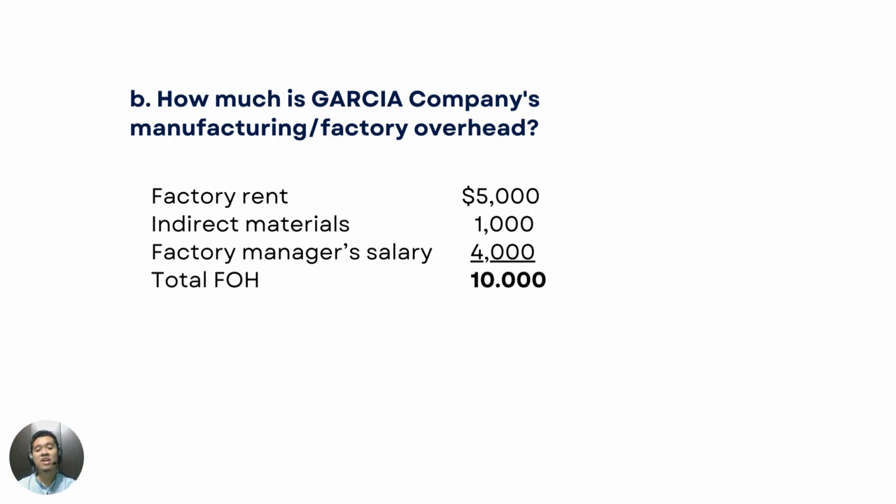Next, letter B. How much is the manufacturing or factory overhead? Again, you have to remember that the factory overhead or the manufacturing overhead are those costs that cannot be traced directly to the product. So we have the indirect labor, indirect materials, and the factory overhead. So in the given, only the indirect materials and the factory overhead, the rent and the manager salary. So the answer should be 10,000.